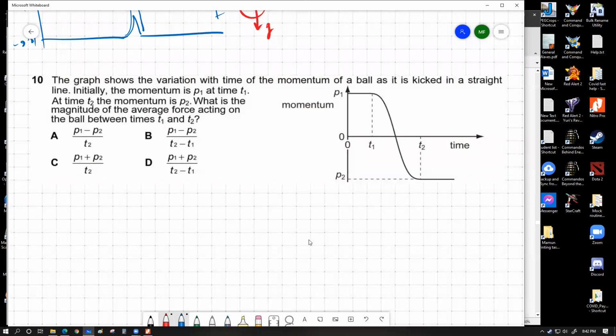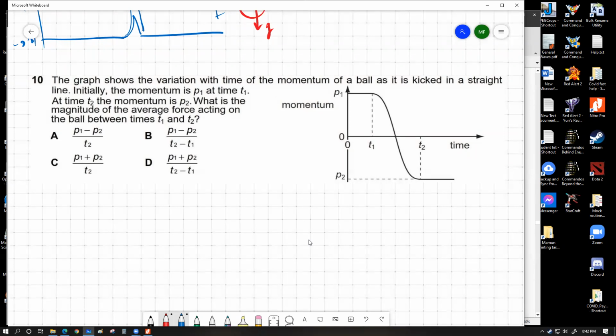Number 10. Look at this question carefully. This question is different from a typical question. I'll tell you why. Have a look. The graph shows a variation with time t of the momentum of a ball as it is kicked in a straight line. Initially, the momentum is p1 at time t1. At time t2, the momentum is p2. What is the magnitude of average force acting on the ball between times t1 and t2?